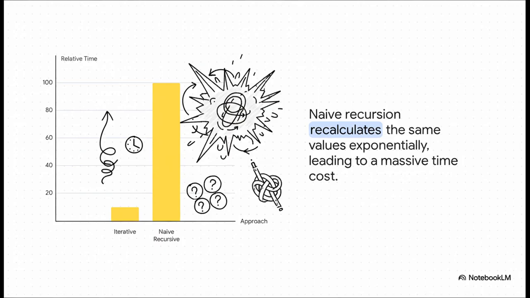That massive bar on the right shows you how quickly this spirals out of control. It's because it's recalculating the same values over and over and over again. This is a classic interview trap.